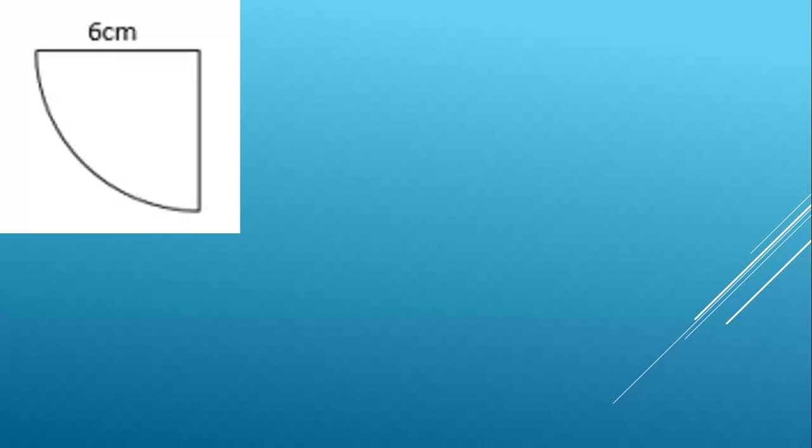Okay, so moving on. Different question here. Here we've been given a quarter of a circle. We can tell it's a quarter of a circle because this is a right angle, and 90 degrees is a quarter of 360, which is the amount of degrees at the center of a circle. So again, we do pi r squared. Again, that will be 6 centimeters. So we'll do 6 times 6, which will give us 36.